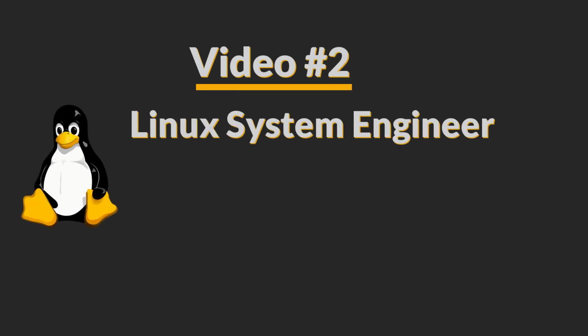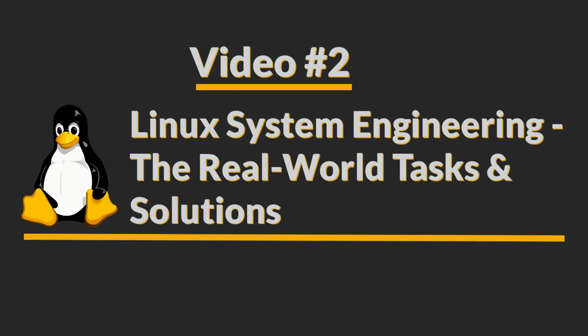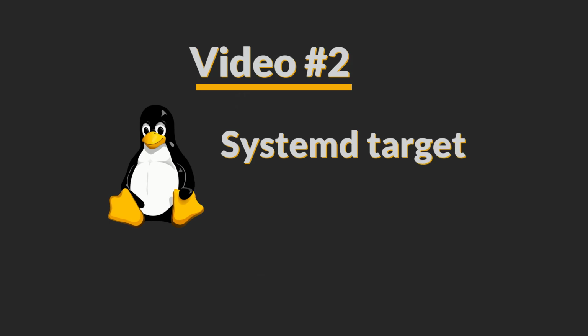This video is going to be the second video of Linux system engineering, the real world tasks and their solutions. You might have already watched the first video of the series, which was about preparing the lab. If not yet, please find the link of the first video in the description below. And the second video of this series is going to be about the systemd target. This is also known as the default run level.